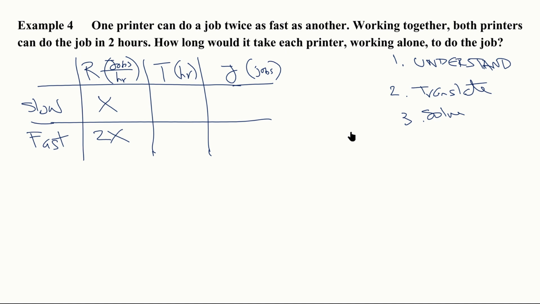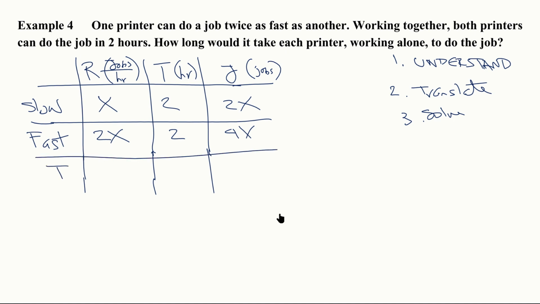Remember, that's a classic work problem. But they're working on the same job, right? So working for 2 hours, right? And so the total amount of the job done by the slow printer is going to be the product of these two, so 2x. And for the fast printer it's going to be 2 times 2x, which is what? 4x.